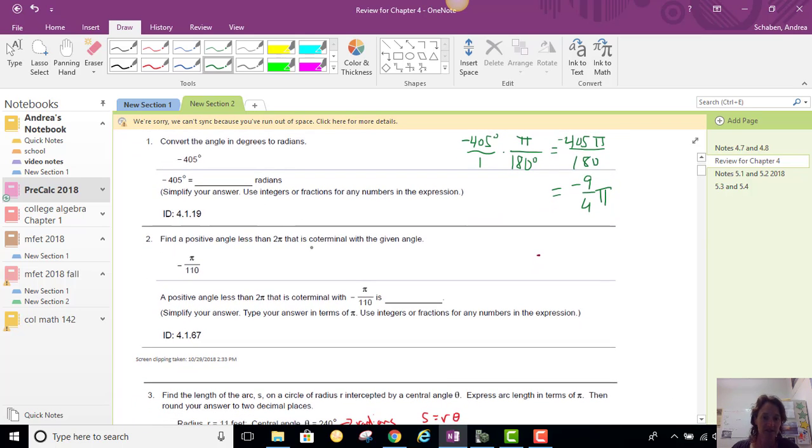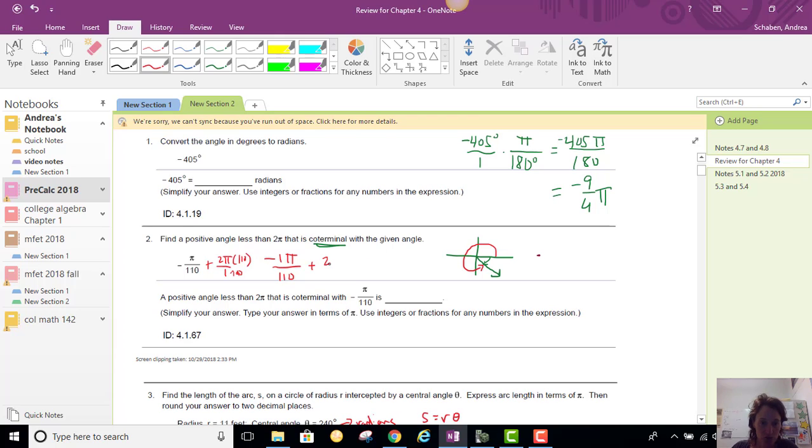Find a positive angle less than 2 pi that's coterminal. Now remember, coterminal is the same angle, it's just a different number of rotations. So this is going clockwise, negative 1 pi over 110, so it's a really tiny angle. So what we want to do is go counterclockwise. So we'll add 2 pi to this. Now that's 2 pi over 1, so we have to get a common denominator. So that's negative 1 pi over 110 plus, common denominator is 110, so let's multiply top and bottom times 110.